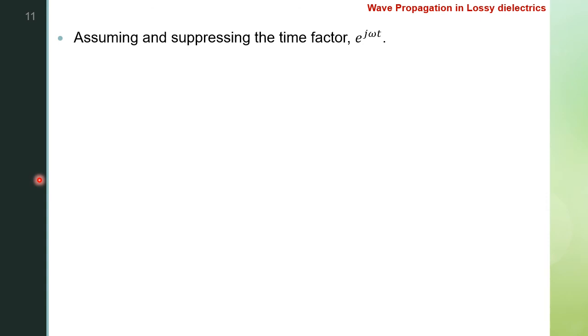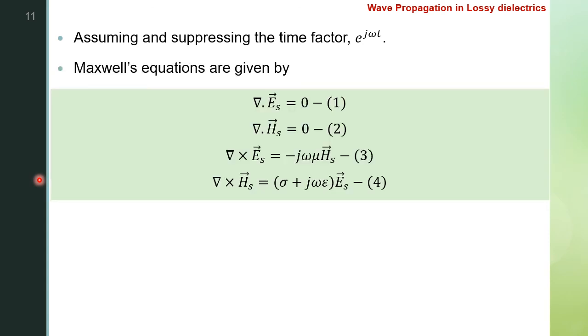To start with the derivation for wave propagation in lossy dielectrics, we will suppress the time factor e raised to j omega t. On suppressing the time factor, Maxwell's equations reduce to the form del dot Es equal to 0, since del dot D is rho v and we are assuming a charge-free region. Del dot Hs is equal to 0 from the expression del dot B equal to 0.